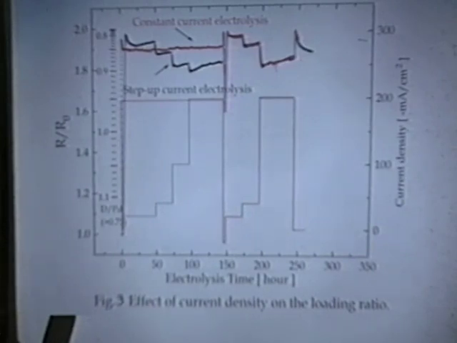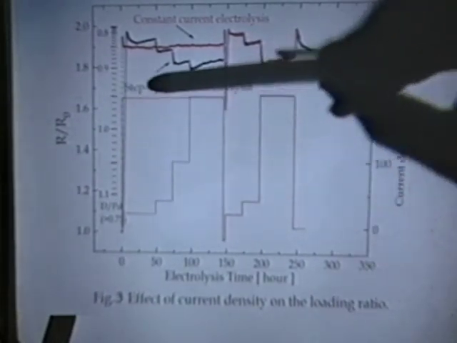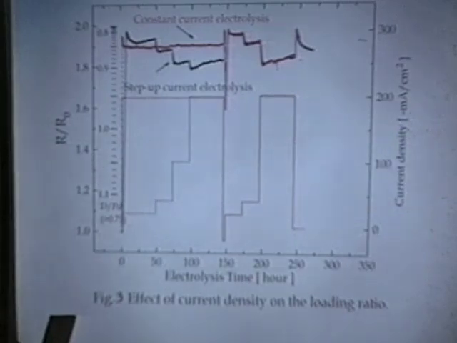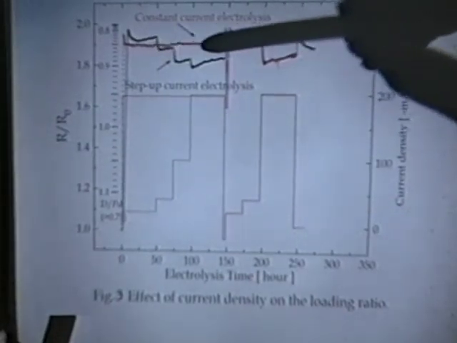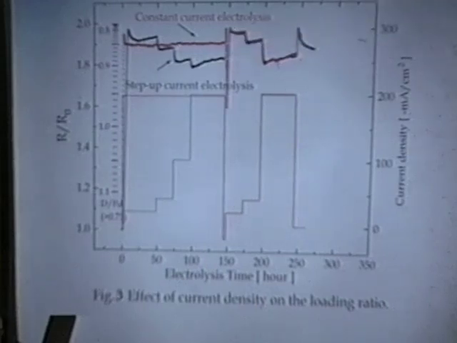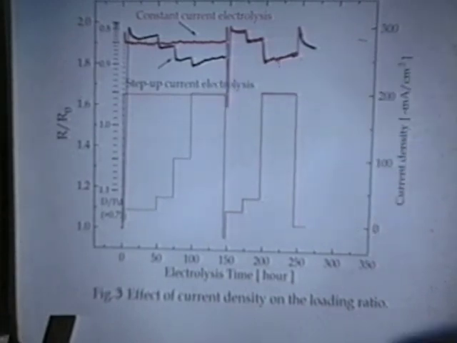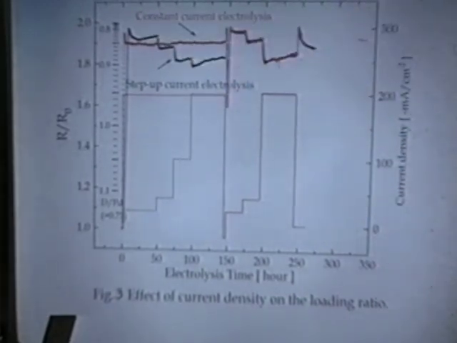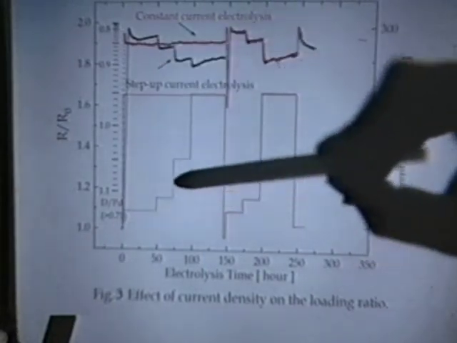In the case of constant current electrolysis, that is red point, the resistivity was almost constant after this peak. In the case of step-up current electrolysis, that is black point. The resistivity decreased as current was increased.